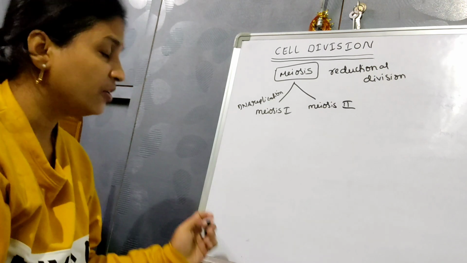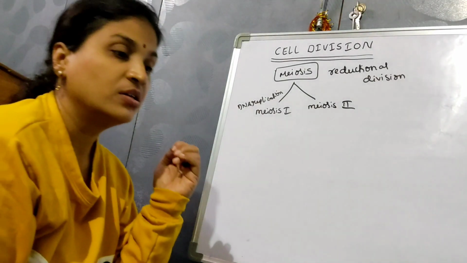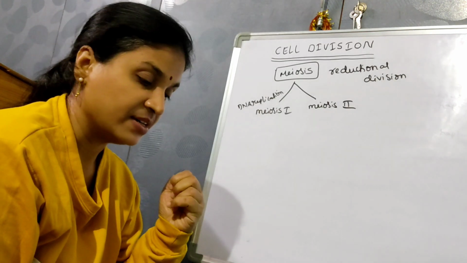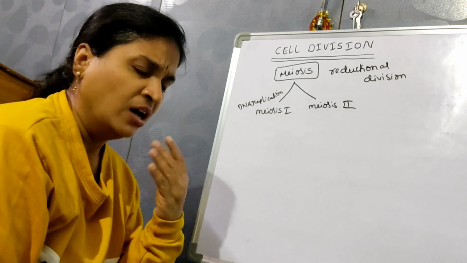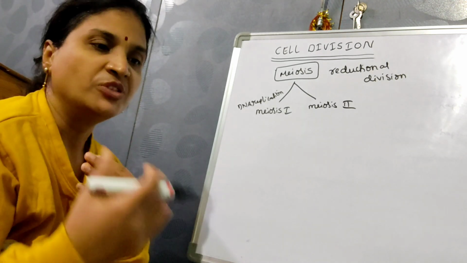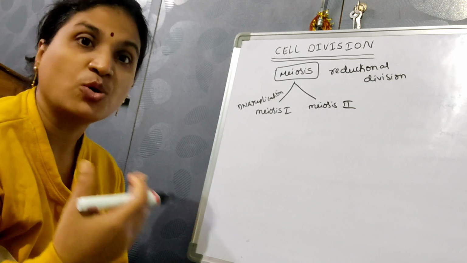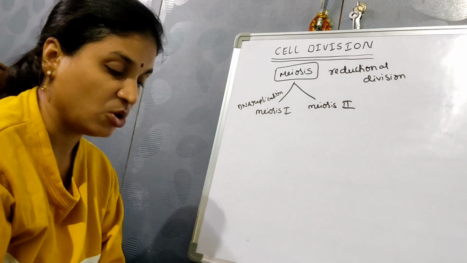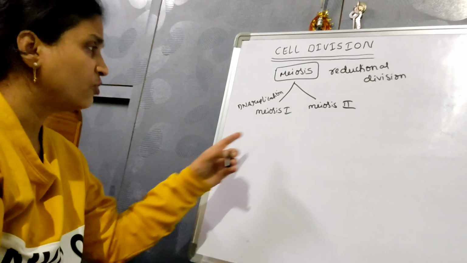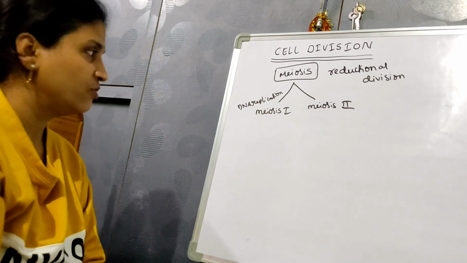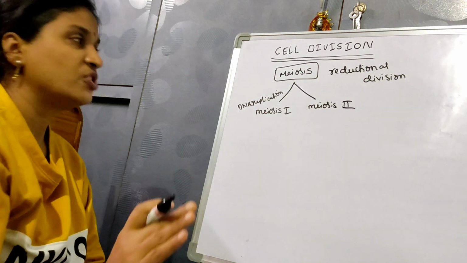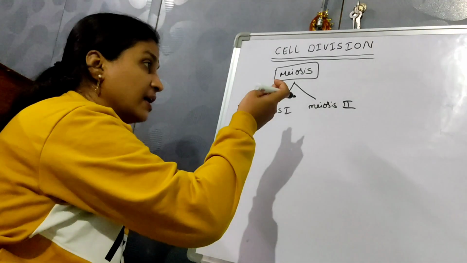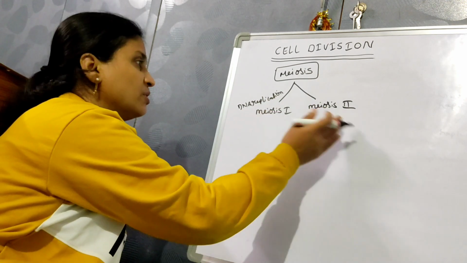Then in meiosis 1, what happens? The pairing of the homologous chromosomes takes place. Then crossing over takes place, and that leads to recombination. So some changes are going to take place in meiosis 1. Then at the end of meiosis 2, four haploid cells are going to be formed. These are the general characteristics of meiosis. Meiosis can be divided into two stages, meiosis 1 and meiosis 2.